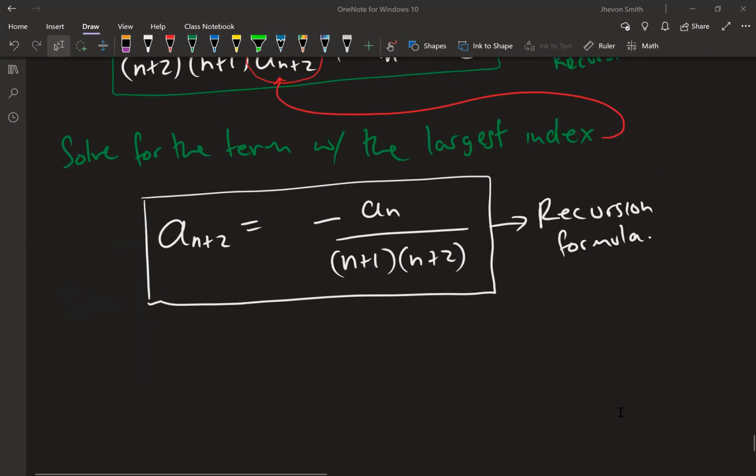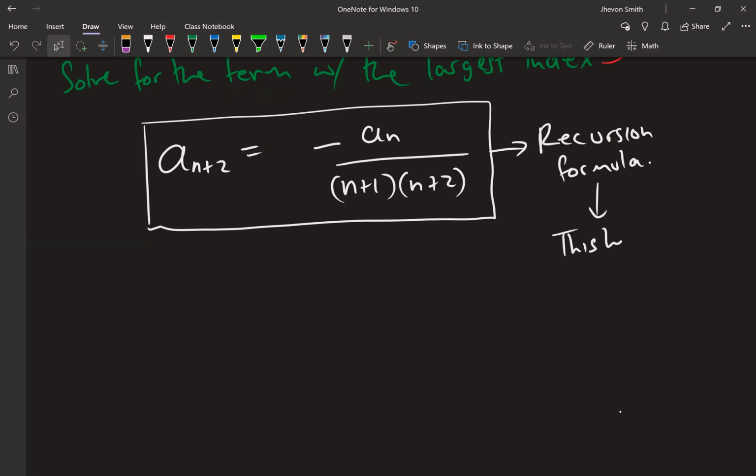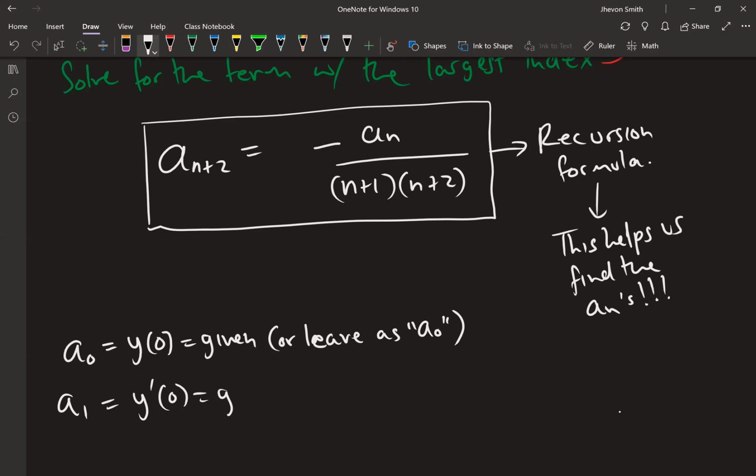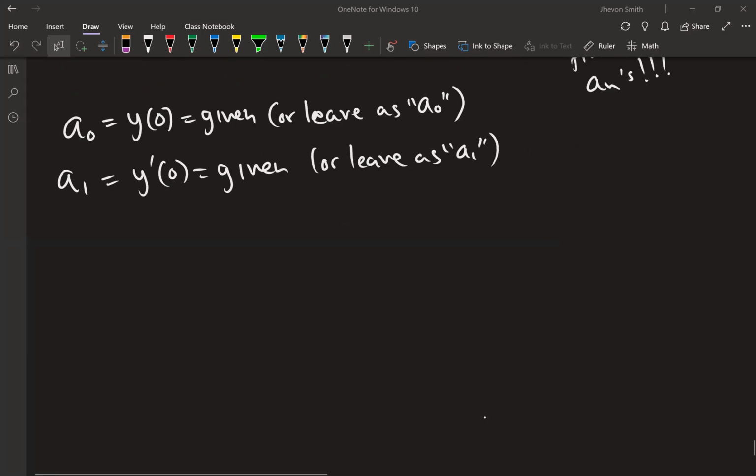Now, what does that actually do? This helps us find the a's. And that's actually going to help us solve the problem. So let's actually see what this is going to look like. So remember, your a0 is going to be your y of 0, which is given or leave as a0. Your a1 is going to be your y prime of 0, which is given, or leave as a1. Essentially what you're going to realize is when these guys aren't given, they're essentially going to form the c1 and c2 that you usually remember from the homogeneous solution. And so now, for a2 and beyond, use the recursion formula.